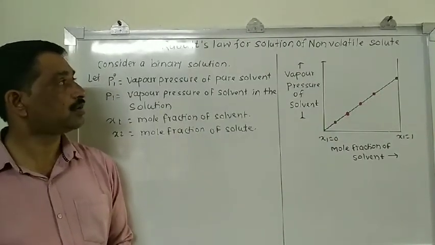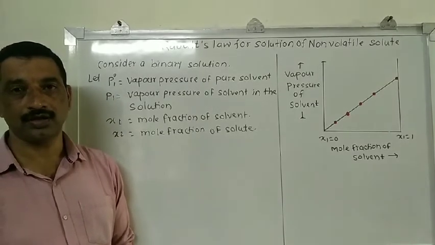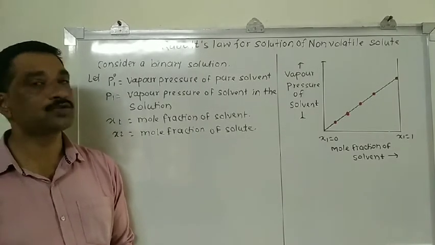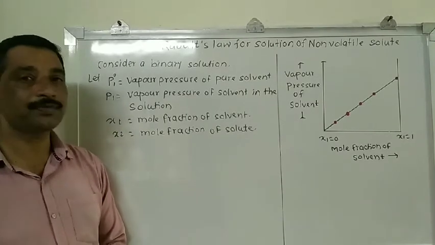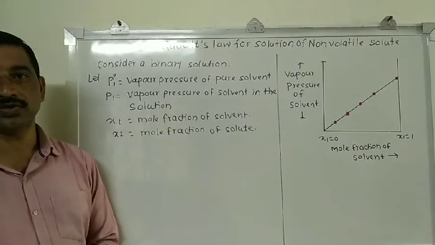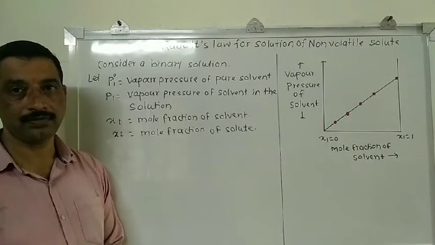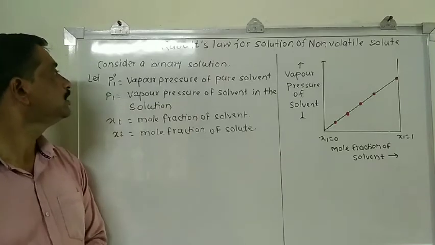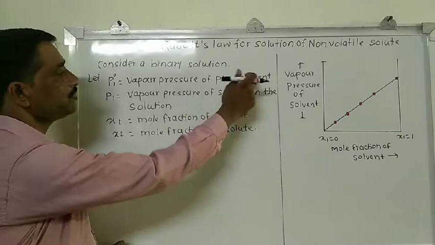So next point is Raoult's law for a solution of non-volatile solute. आपण Raoult's law non-volatile solute च्या solution साठी apply करणार आहे. So for that purpose we consider a binary solution which contains non-volatile solute dissolved in the solvent. So consider here, let P1 is equal to vapor pressure of pure solvent.